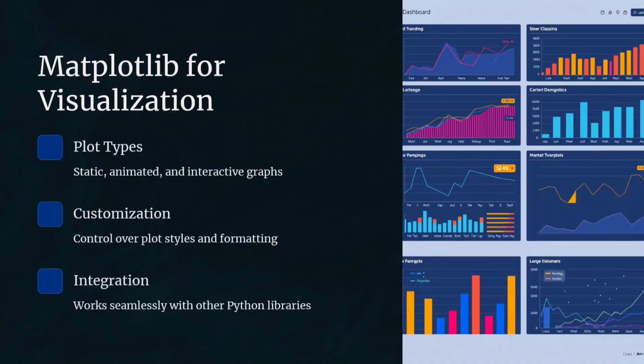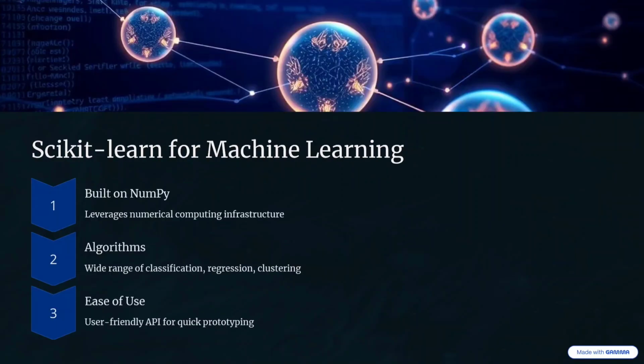Then, fourth on our list is Scikit-learn. Scikit-learn is a library for machine learning. Its key features are classification, regression, and clustering algorithms, model selection and evaluation, and data pre-processing. Scikit-learn is ideal for building and developing machine learning models. It has a wide range of classification, regression and clustering algorithms, and a user-friendly API for quick prototyping.